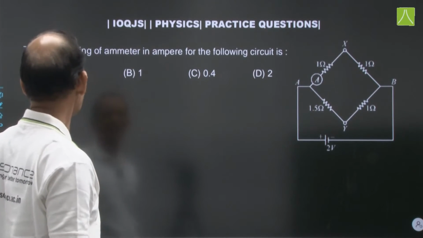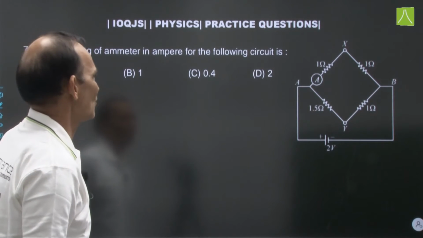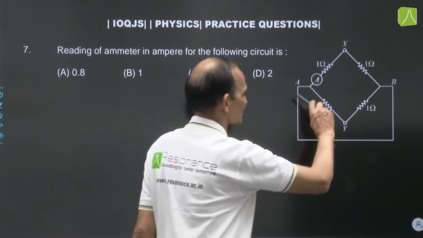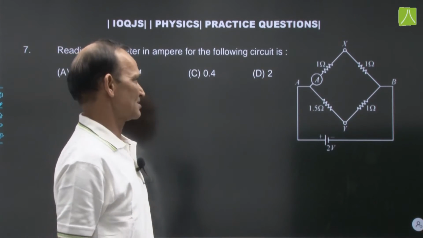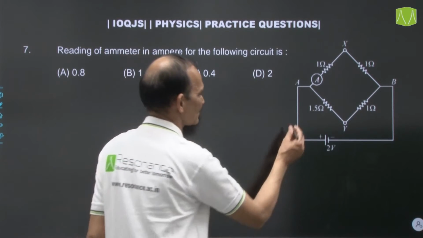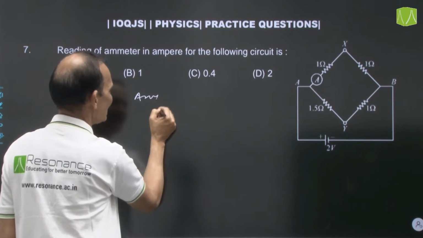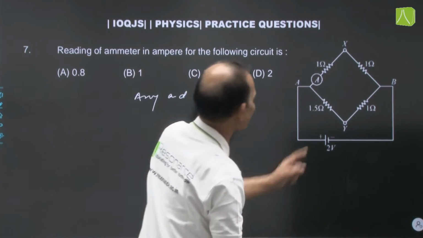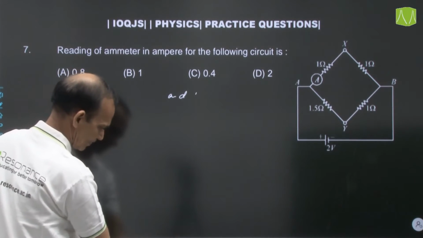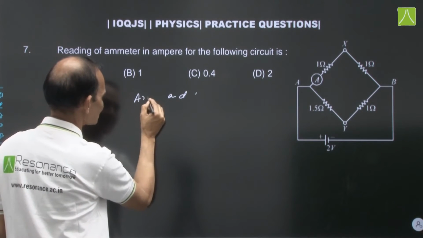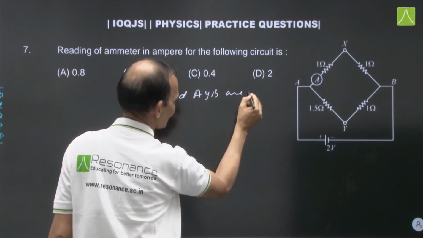7th question is this one. Reading of ammeter in ampere for the following circuit is, we have to find the current through this line. There may be 2 or 3 methods, but the simplest method is to think about this line AXB and AYB are in parallel.